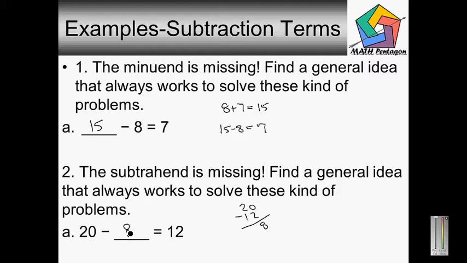So 20 minus 8 is going to give me 12 as my final answer. So 8 is my final missing piece for the subtrahend. So it makes sense. So this is the final answer right here.